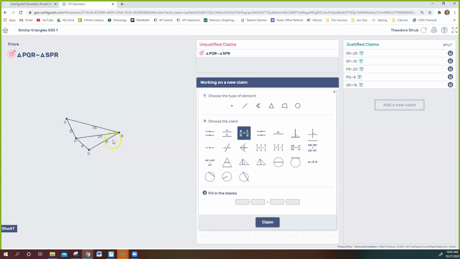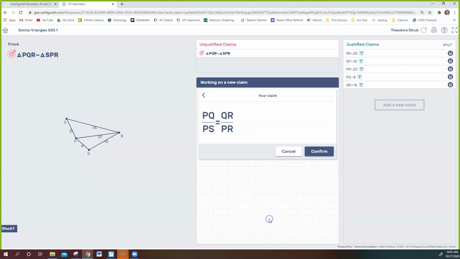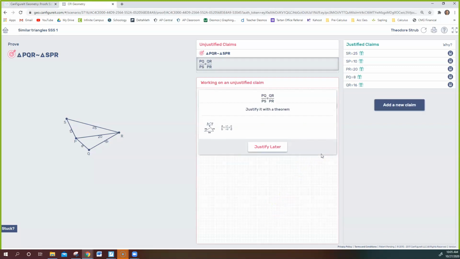So here's what I would recommend. Start with the triangle that they gave you and go with the small side. Of the three sides here, 8 is the small one. Then I'm going to go to the triangle up top and pick the small side of that triangle. So small side to small side. And then I'm going to compare the medium side. Well, that's 16. And the medium side of the triangle up top is 20, or PR. So I compared small to small, medium to medium. All right, and then I'm going to click confirm.